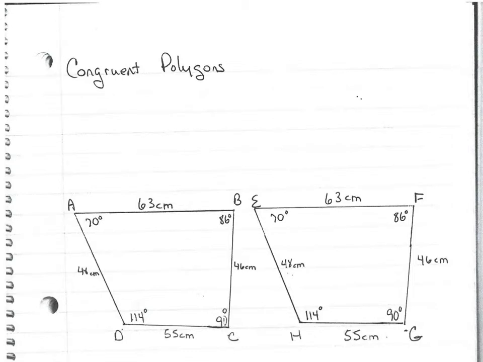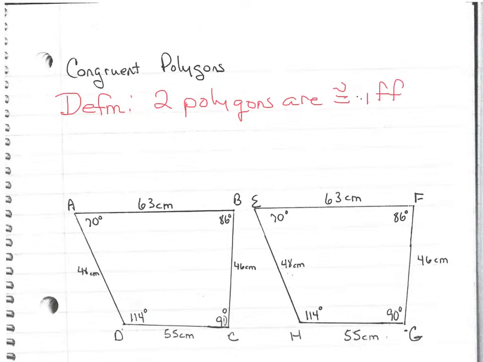Okay, so when we have congruent polygons, the definition of congruent polygons is: two polygons are congruent if and only if. IFF means if and only if. If you see that, it means if and only if. Kind of a biconditional there. Two polygons are congruent if and only if their corresponding parts are congruent.